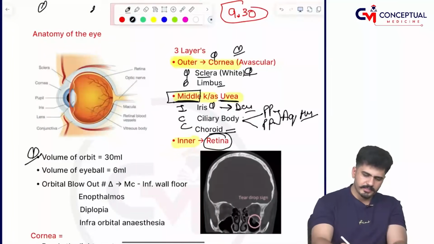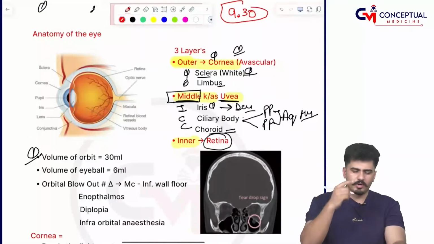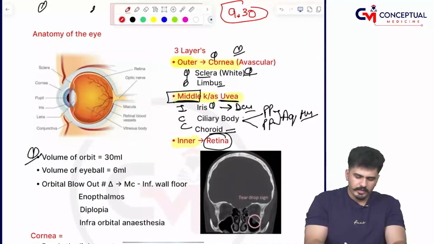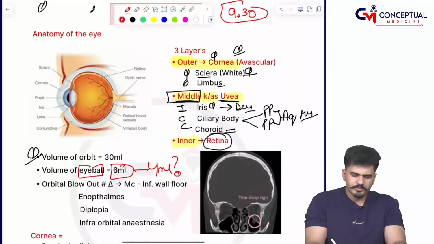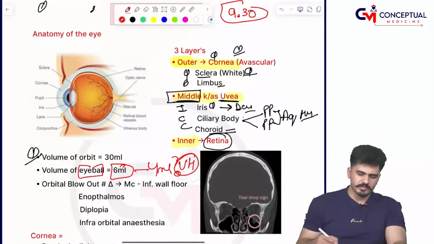Volume of orbit is 30 ml. Yes, we agree to that. Full of the orbit we are talking about. If we have to talk about only the eyeball, it is 6 ml. Out of 6 ml, 4 ml is who? Vitreous humor is 4 ml.